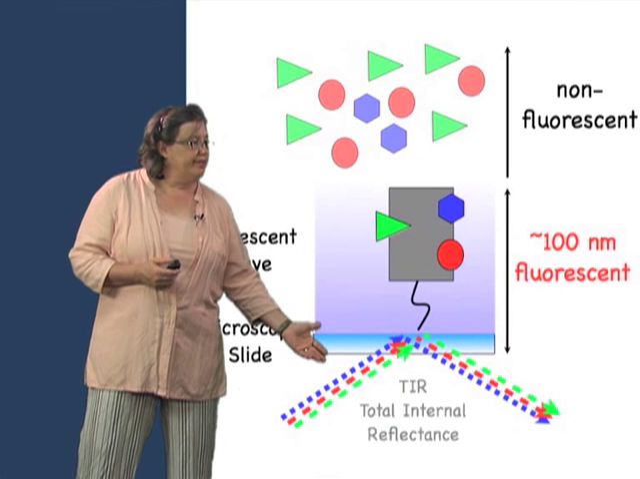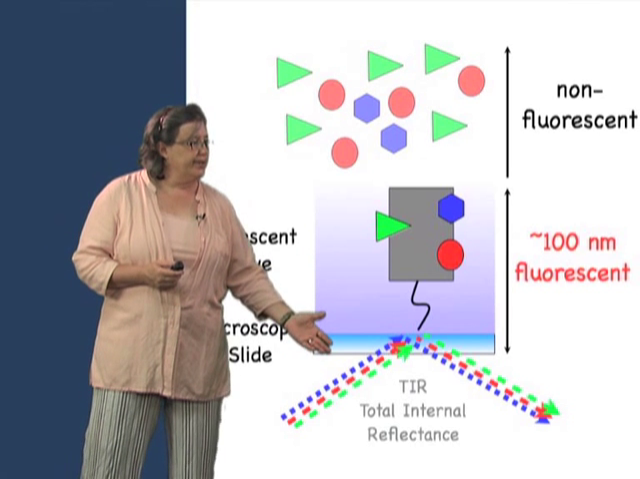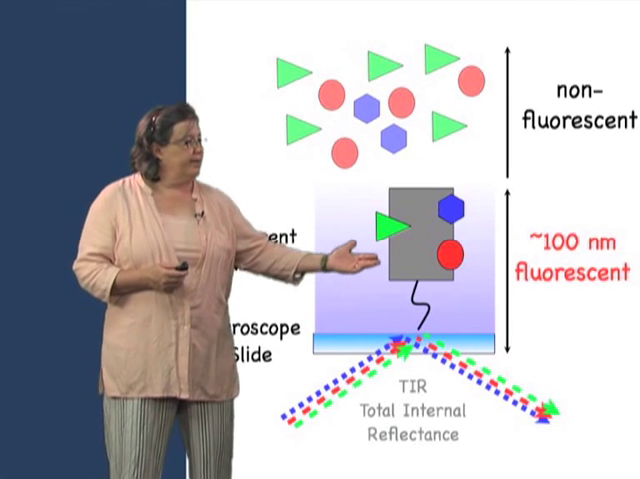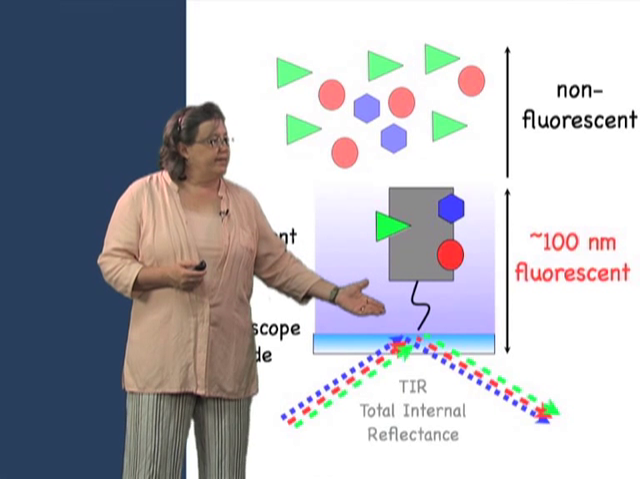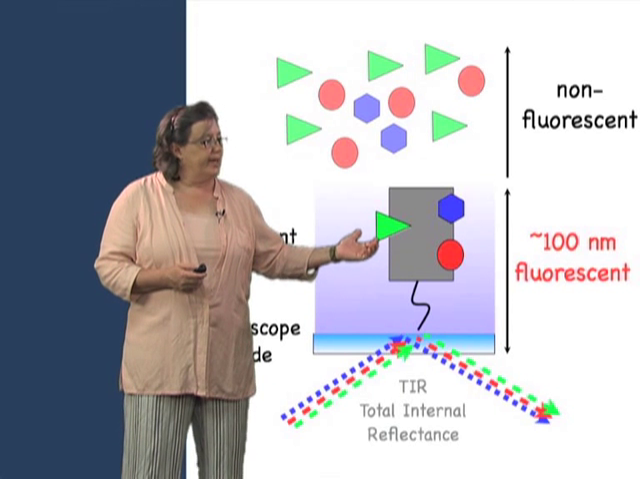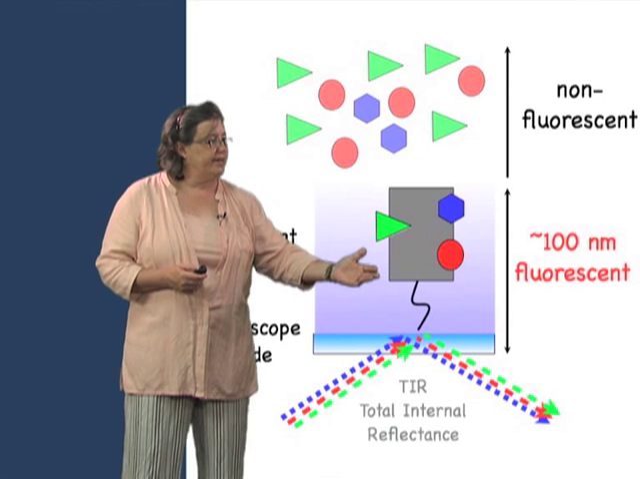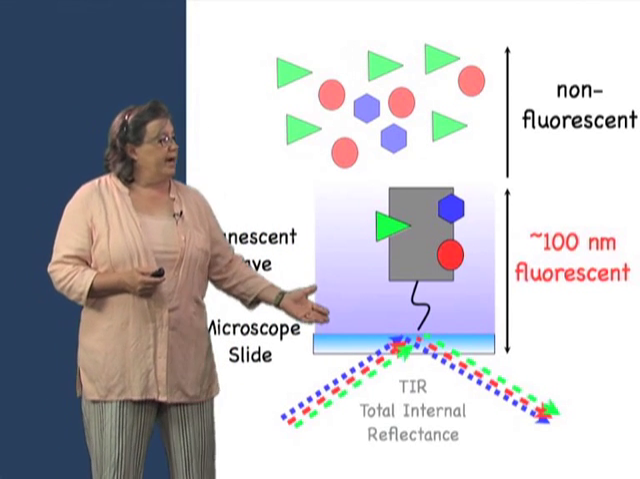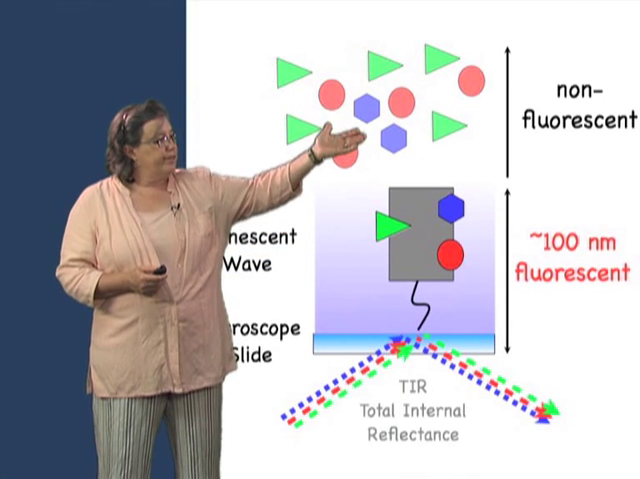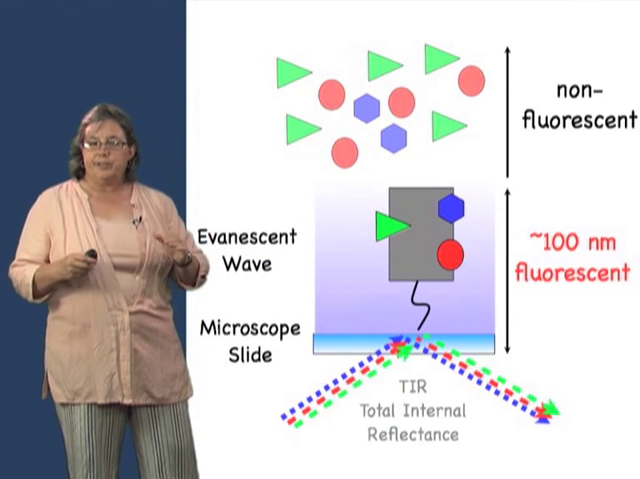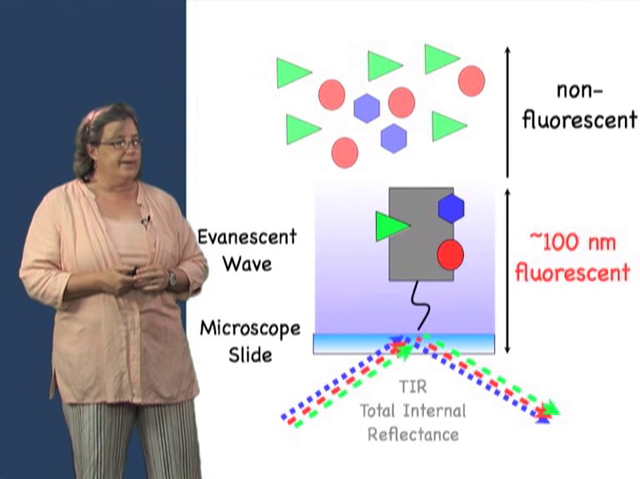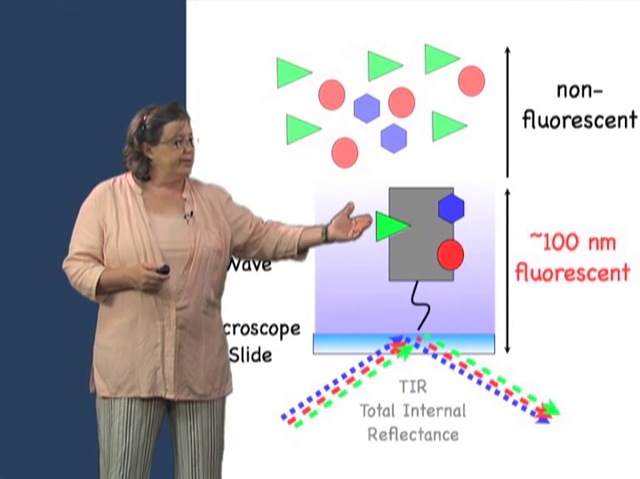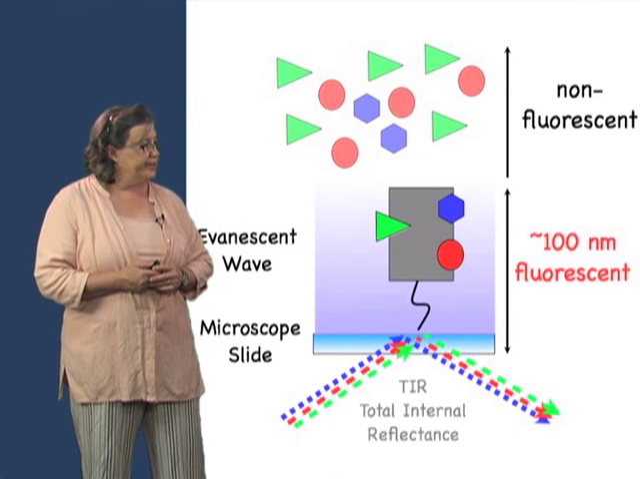But imagine having 3 different colors of lasers all going in at their critical angles and having something tethered to the surface within this 100 nanometers, and having molecules that are fluorescent in the colors that are excited by your 3 different lasers. So molecules that are in solution above the evanescent wave are not fluorescent because they're outside of the area where the light energy is. And so only the molecules that are tethered to the surface are going to be fluorescent.